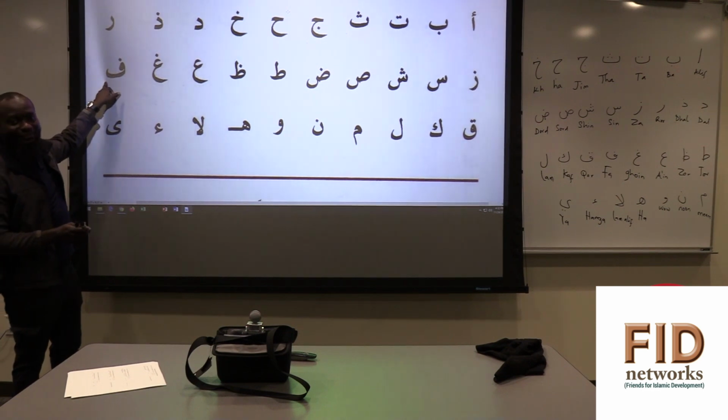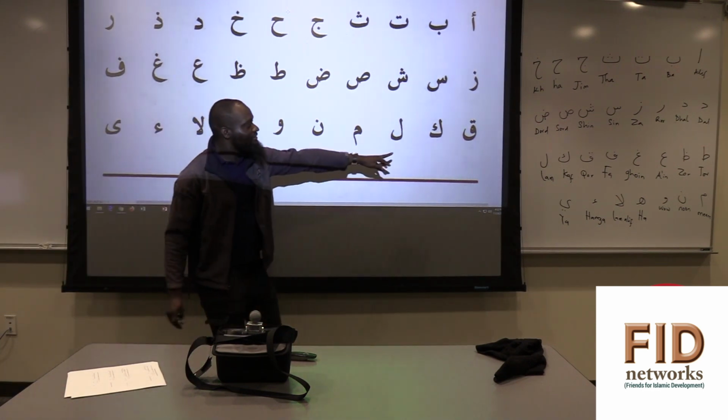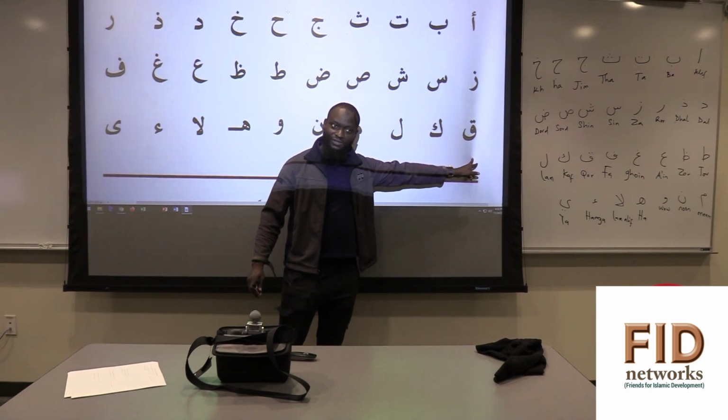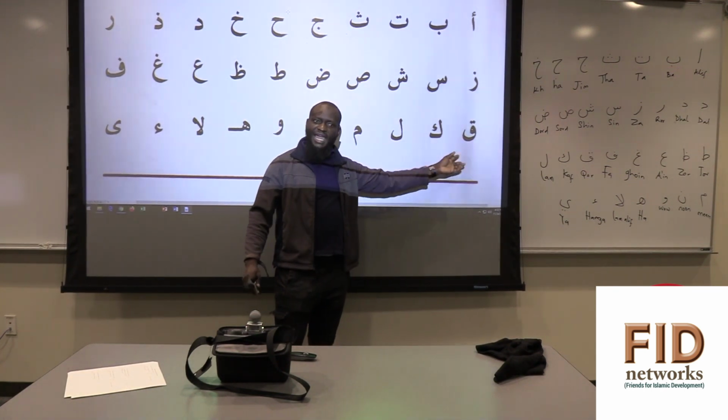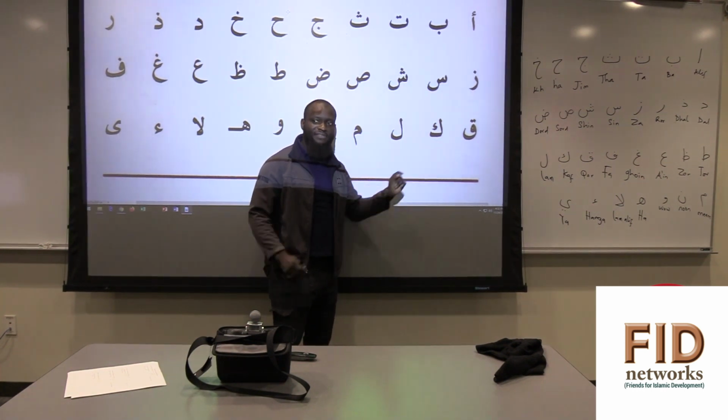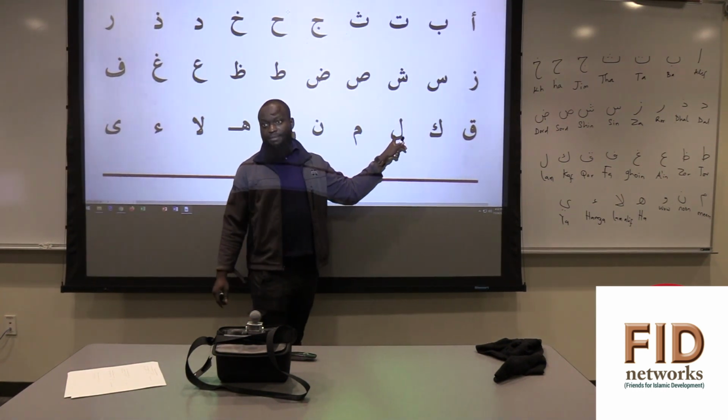Okay, fa, qaf, kaf. So this is actually qaf, and this is kaf. They are like K, but this one is like a Q. Qaf and kaf. Is that okay?